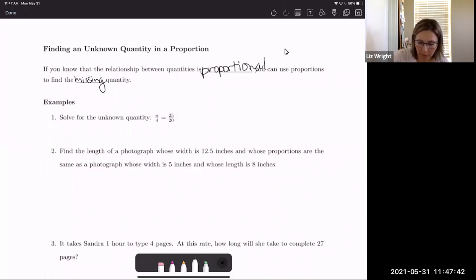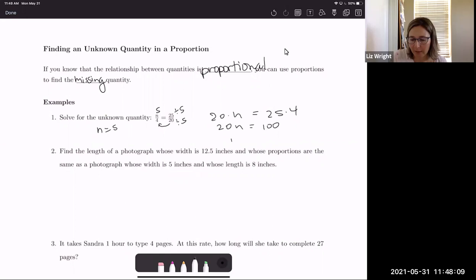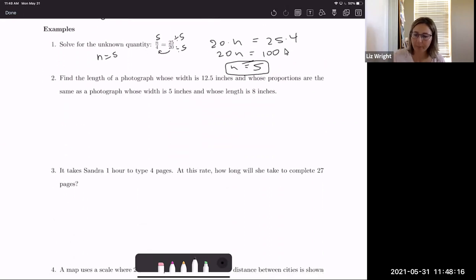So here you can say, well, it looks like in order to get 4, I divided by 5. So if I divide this by 5, I'm going to get 5, and my answer here would be n equals 5. Well, you can also cross multiply. So we could do 20 times n equals 25 times 4, and that would give us 20n equals 100. Divide both sides by 20, and n is going to equal 5. So either way, just make sure you show your work.